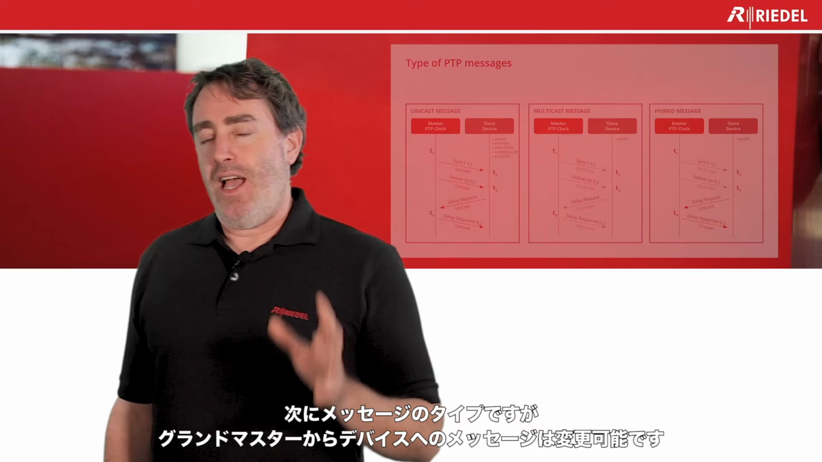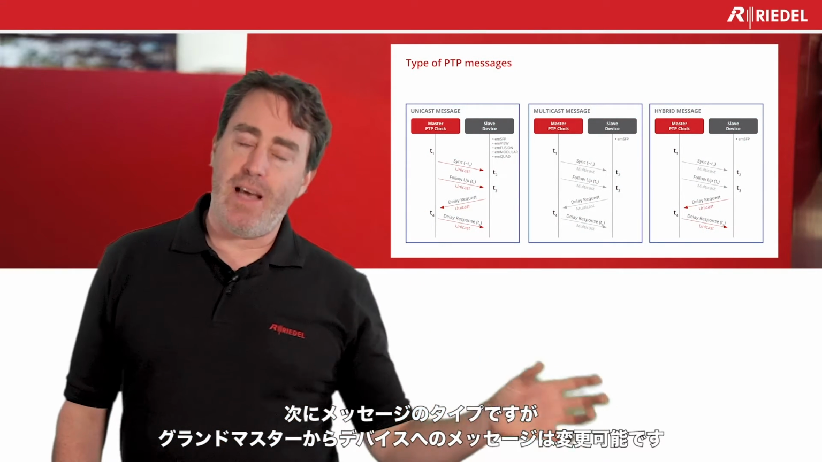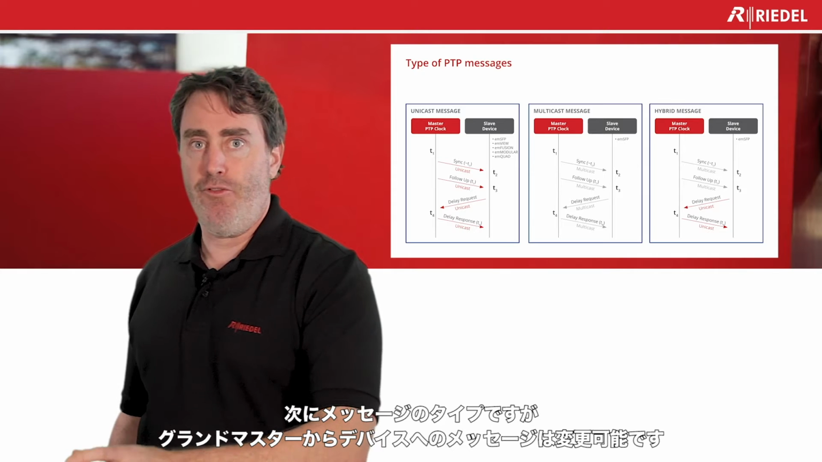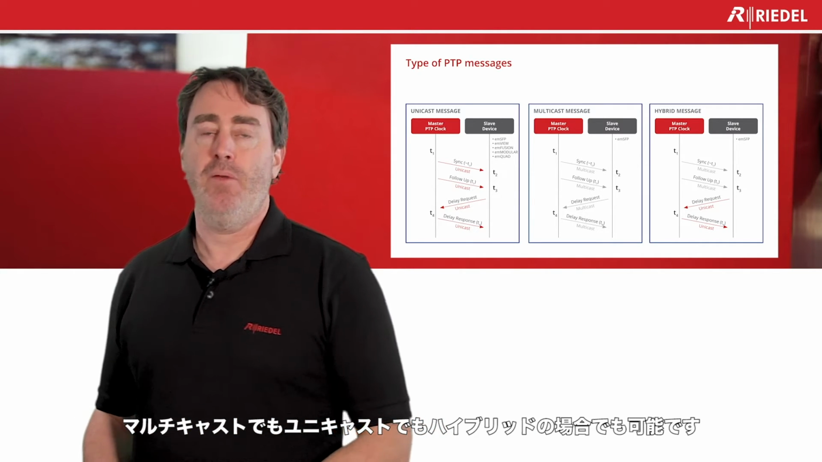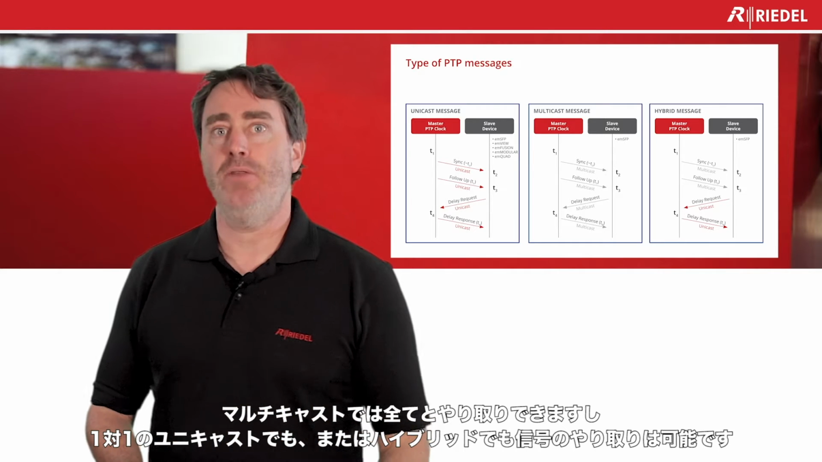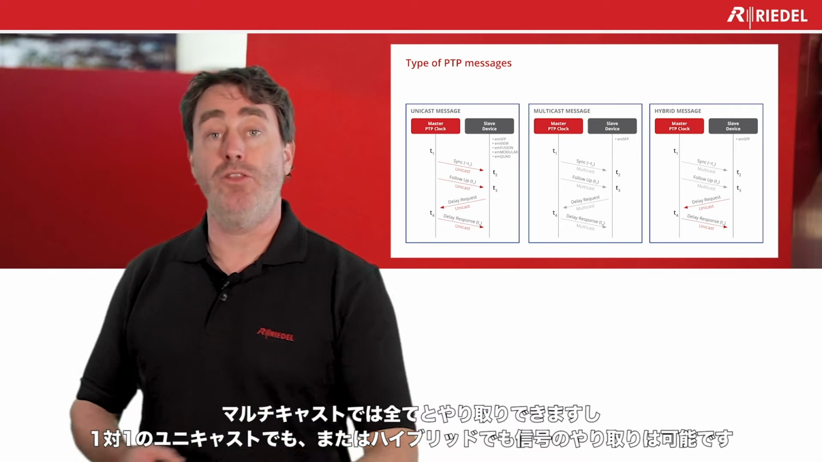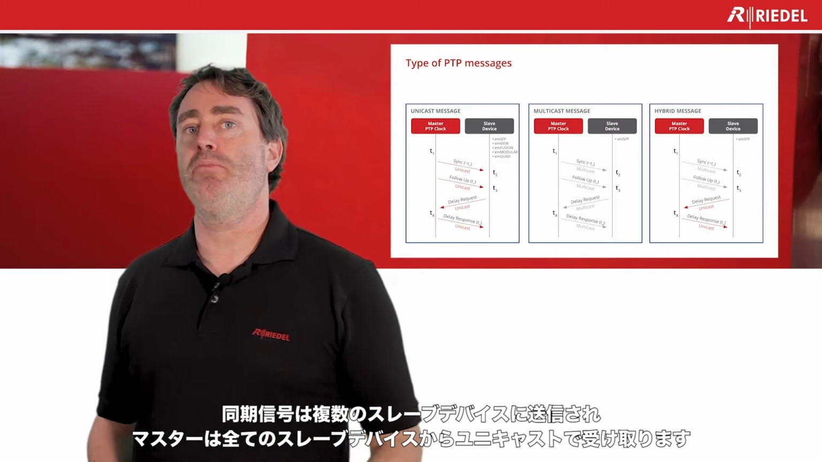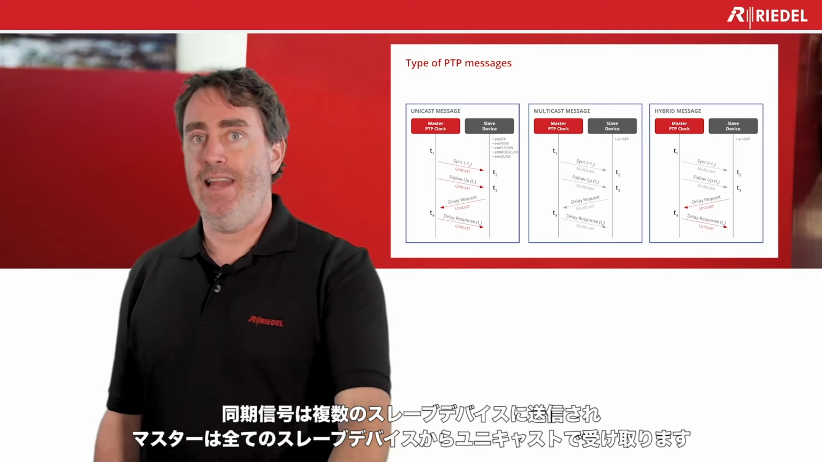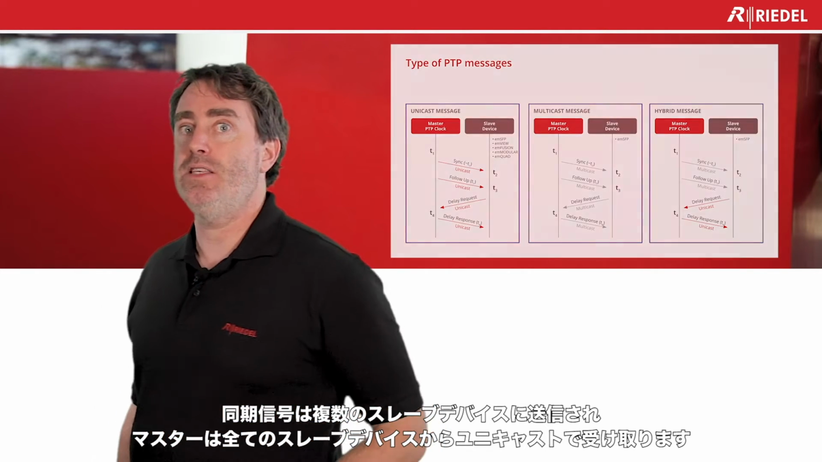So, types of messages. Messages are exchanged, like I said, from the grandmaster to the device itself. And it can be multicast, unicast, or it can be hybrid. Meaning that all the exchange can be in multicast, or exchange can be in unicast from 1 to 1, or it can be hybrid. So the sync is sent to multiple slaves, and then the master receives a unicast from all these slave devices.